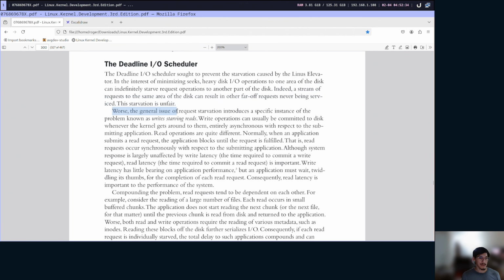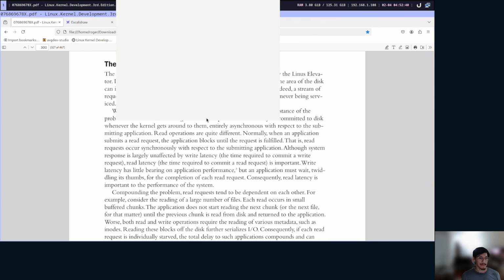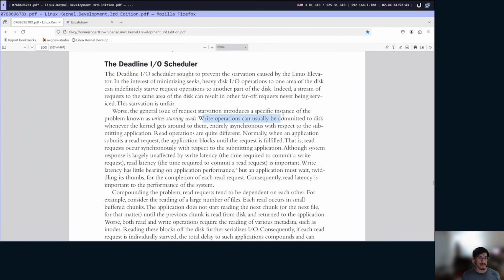Worse, the general issue of request starvation introduces a specific instance of the problem known as write-starving reads. Write operations can usually be committed to disk whenever the kernel gets around to them, entirely asynchronous with respect to the submitting application. Read operations are quite different. Normally, when an application submits a read request, the application blocks until the request is fulfilled. That is, read requests occur synchronously with respect to the submitting application.